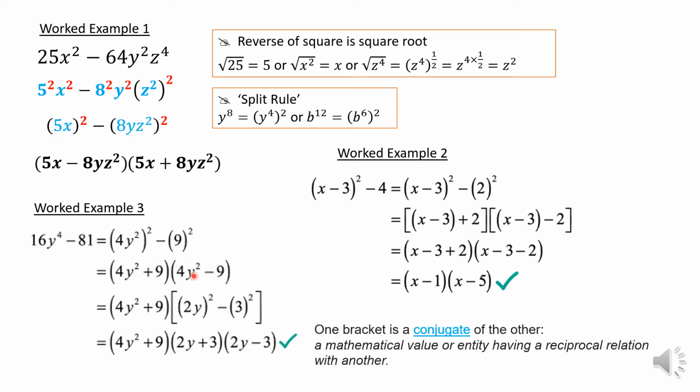But what you realize here, this part, there is still a difference of two squares. So 4 is the square of 2, y squared is the square of y, and 9 is the square of 3. So this part can further be factorized to 2y plus 3 and 2y minus 3. Of course, you must keep on bringing down the other one. So the order that I'm going to write most of my answers is probably going to start off with 2y minus 3, 2y plus 3, and then 4y squared plus 9. So it doesn't matter as long as you factorize from two terms to one term, and that is all that matters.